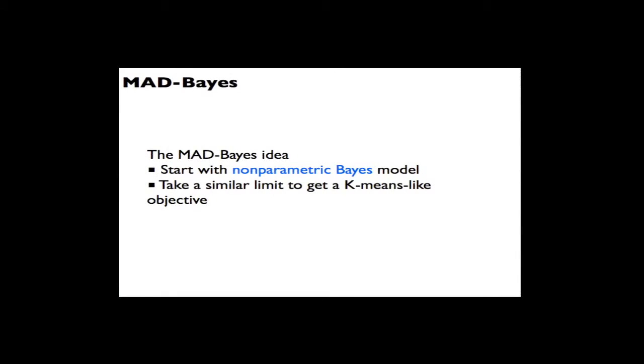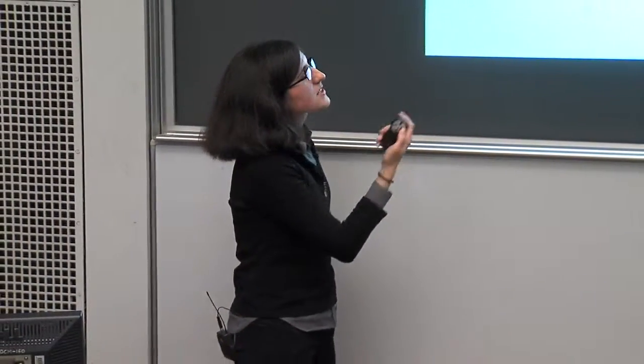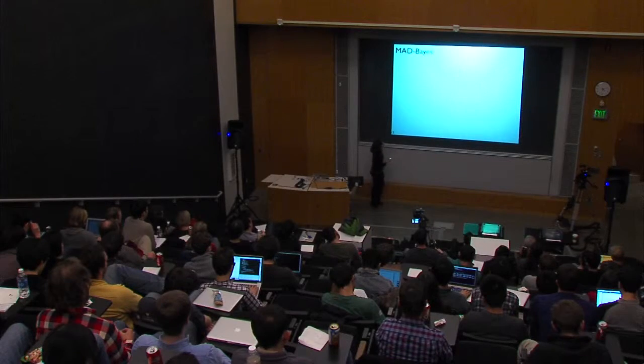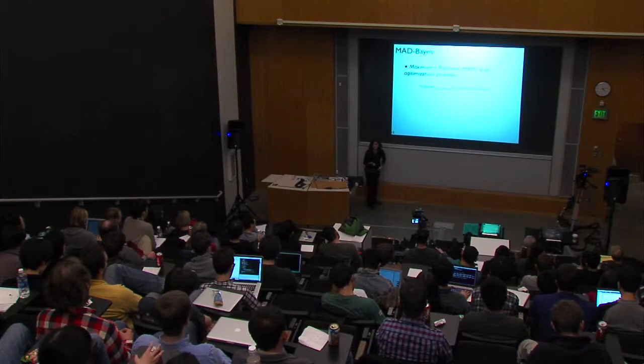There are a number of these models, and we're going to try to take a limit of them to get these K-means-like objectives for all of these different types of latent structure we discussed. So how does this limit work? How do I even get from learning an entire distribution over, say, assignments of data points to clusters and the cluster centers to a particular optimization problem? Well, the first thing that I have to do is actually get an optimization problem.